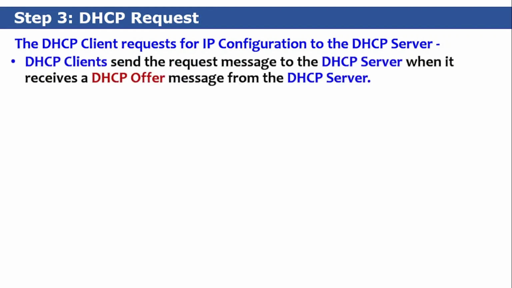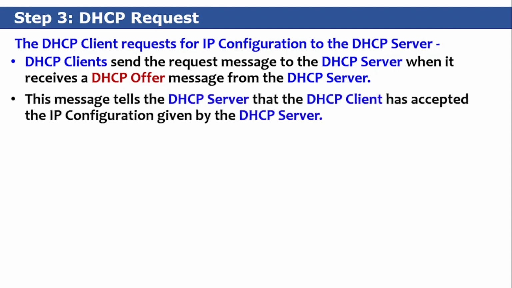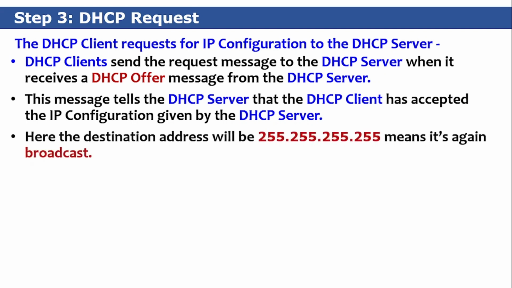Again, the DHCP client sends a request message to the DHCP server when it receives a DHCP offer from the DHCP server. This message tells the DHCP server that the DHCP client has accepted the IP configuration given by the DHCP server. Now here the destination IP again will be 255.255.255.255, meaning it's again a broadcast, because the DHCP client doesn't have any IP address yet.